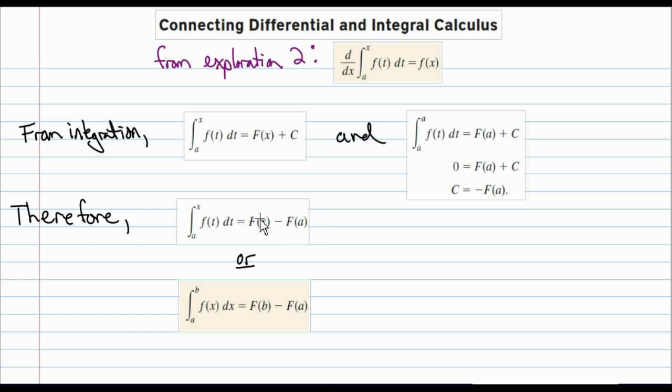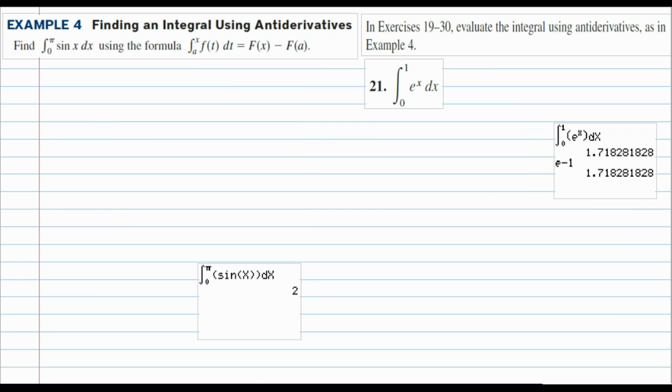So here's another subtraction situation. We have the integral of our integrand, plug in x minus plug in a. Or, in a more specific situation, which you will see more often, you'll see F of b minus F of a. So the integral of the integrand, plug in b minus plug in a. Alright, so let's see how that works. In example 4, we're going to find the integral using antiderivatives. We're going to find the integral from 0 to pi of sine of x dx using this formula, this concept.